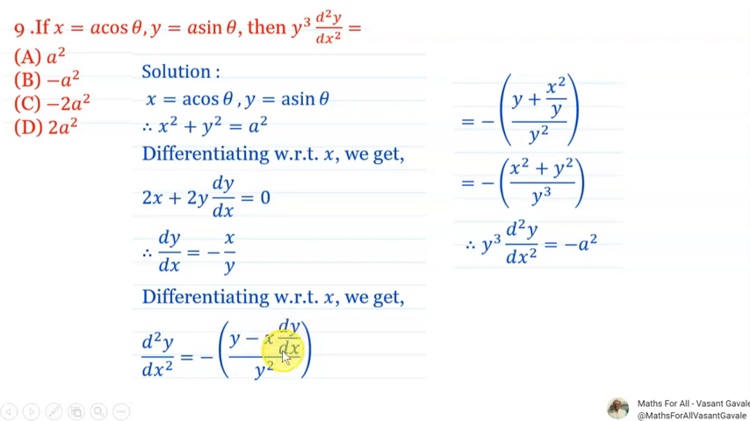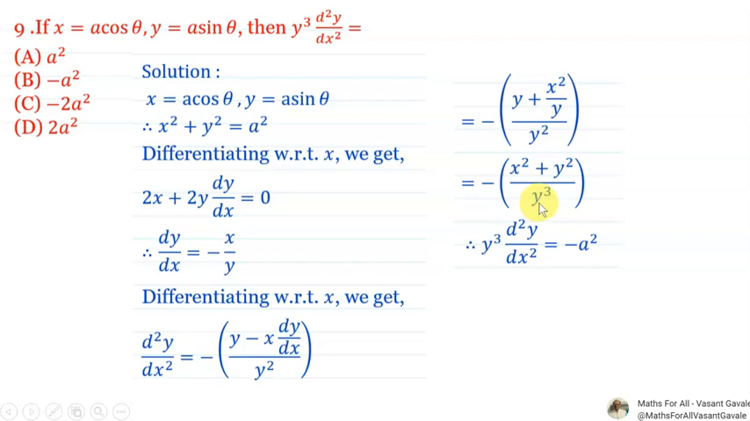या dy by dx ची व्हॅल्यू काय टाकणार तर minus x upon y. This minus and minus that will become plus. This x into this x, you will get x square upon y, and denominator is y square. पुन्हा हे simplification, that is y square plus x square upon again y, you will get here y cube.